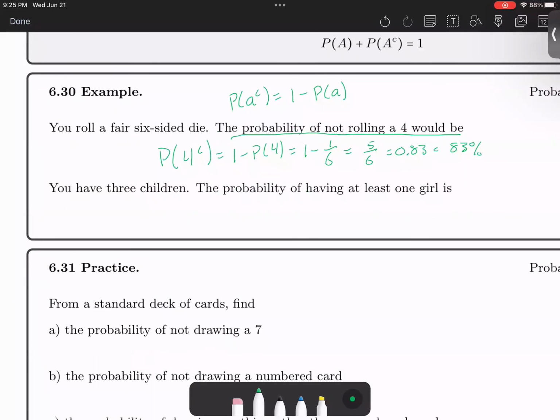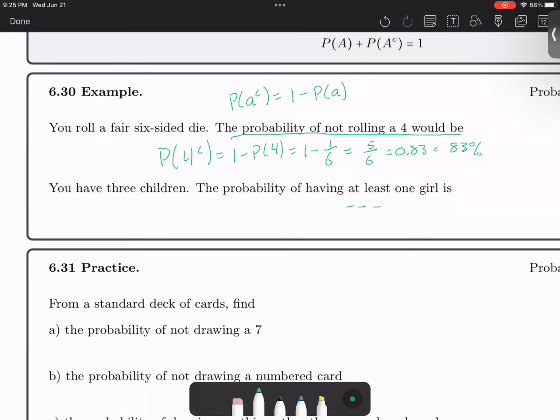All right, what about the second one? We have 3 children. What is the probability of having at least one girl? So one way that we know how to do this is to write out all the different possibilities, right? You have 3 kids. So maybe it's boy, boy, girl, or girl, boy, girl, or girl, girl, girl, right?